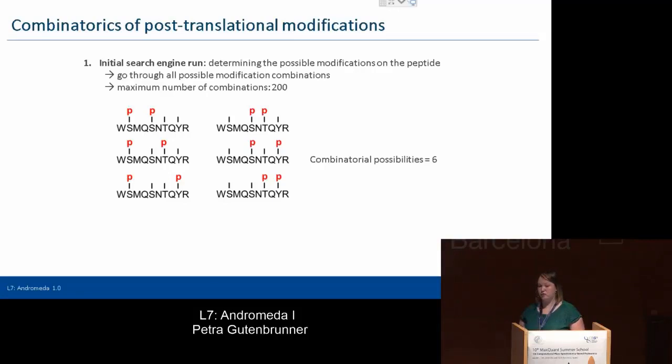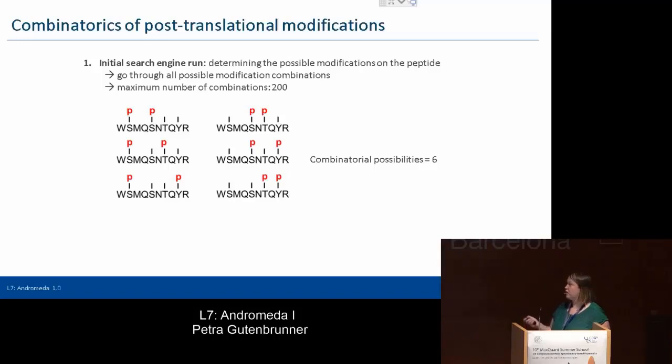And so we have to try all those combinations, so we result in 6 combinations. And then if the peptide is also very long, and if you have more phosphorylations or a combination with other modifications as well, you have in the end a really long list of combinations. And so we split this problem up into two.